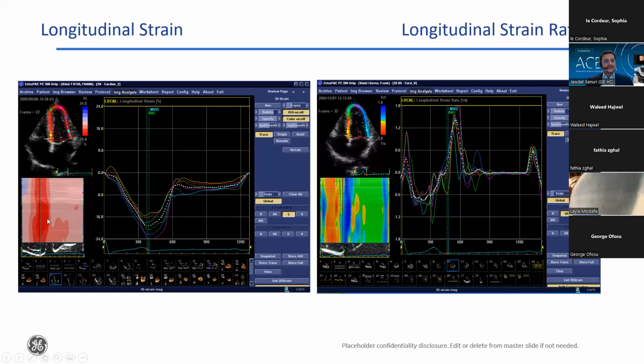Now strain is different than strain rate, because strain gives you the instantaneous strain up to the maximum, and then back again to diastole. However, strain rate here shows me the instantaneous change in the strain. And of course the peak of the curves for the strain rate should be in mid systole, not at end systole. At end systole, the rate of strain change drops to 0.